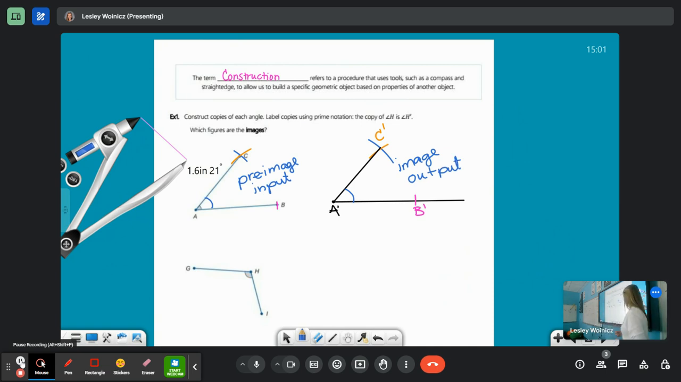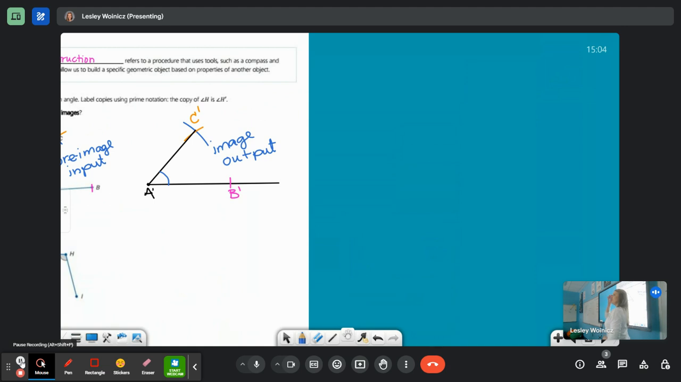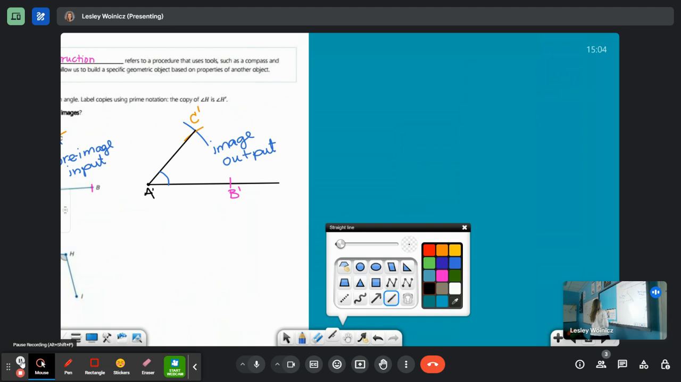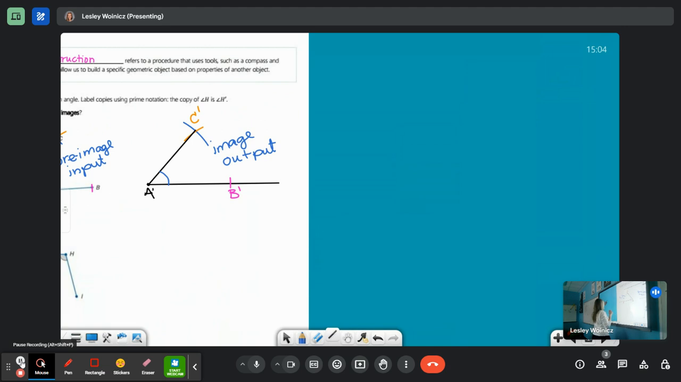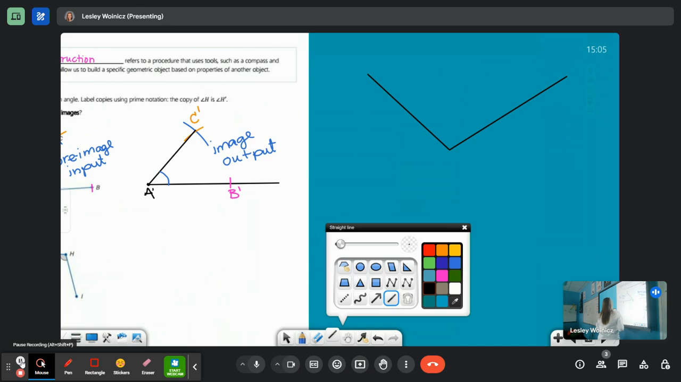Okay. Will you try this one? I'm going to come around and check on people. So you're going to make your own angle. Make sure you use your straight edge. You can make it with any orientation that you want in space. Since I made an acute angle here, I'm going to make this one obtuse. Okay, and I said that we were going to do some rays.